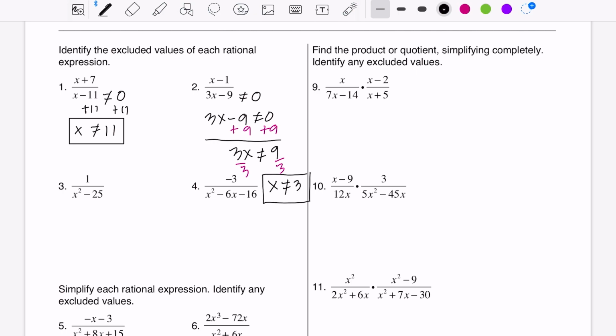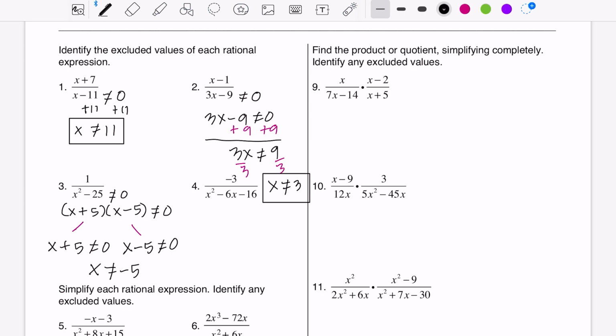With every lesson that we've done, it's always been factor first. So when I get to number 3 right here, I'm going to make sure that I difference of squares that. And then you set those each equal to 0, or not equal to 0 since it's an excluded value. And we get x cannot equal -5 or 5.